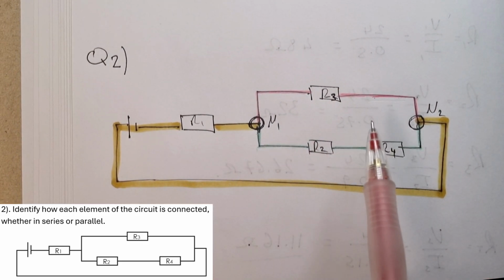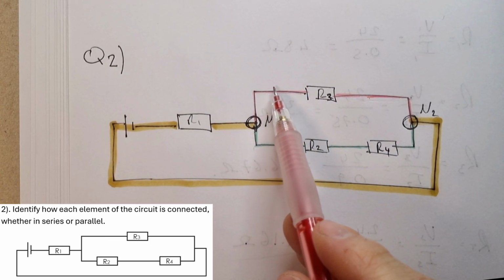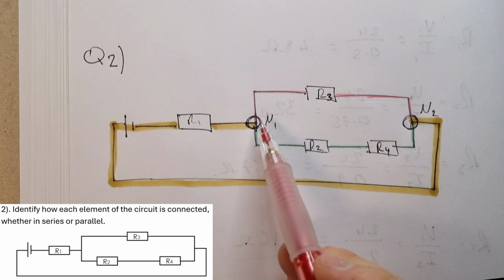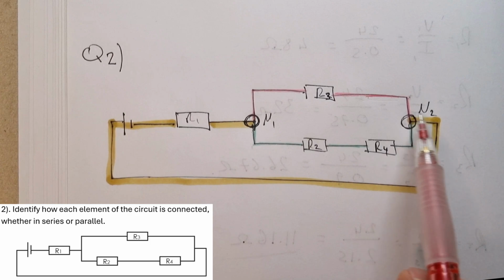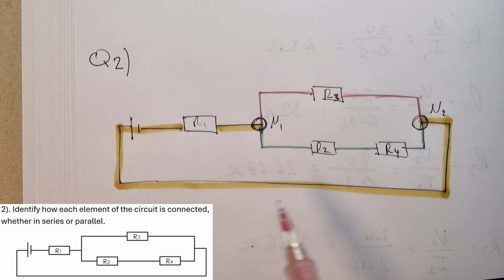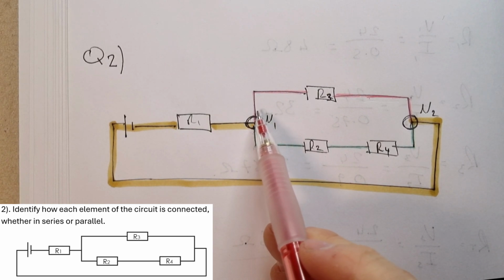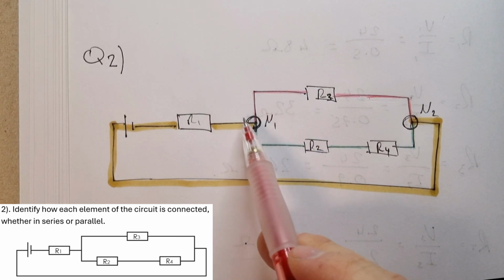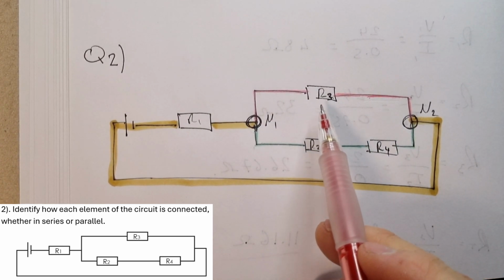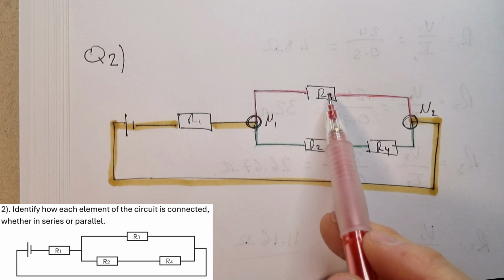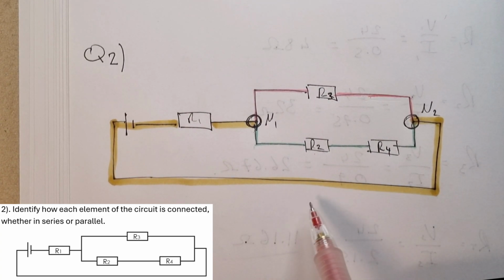branch. Now, if we look at what's going on here, only the red branch and the green branch share nodes 1 and 2. Technically, the gold branch also shares nodes 1 and 2, but we're not going to get into that. What we are going to talk about, though, is the fact that red and green share the same start and end node. That means that our R3 is in parallel with R2 and R4.